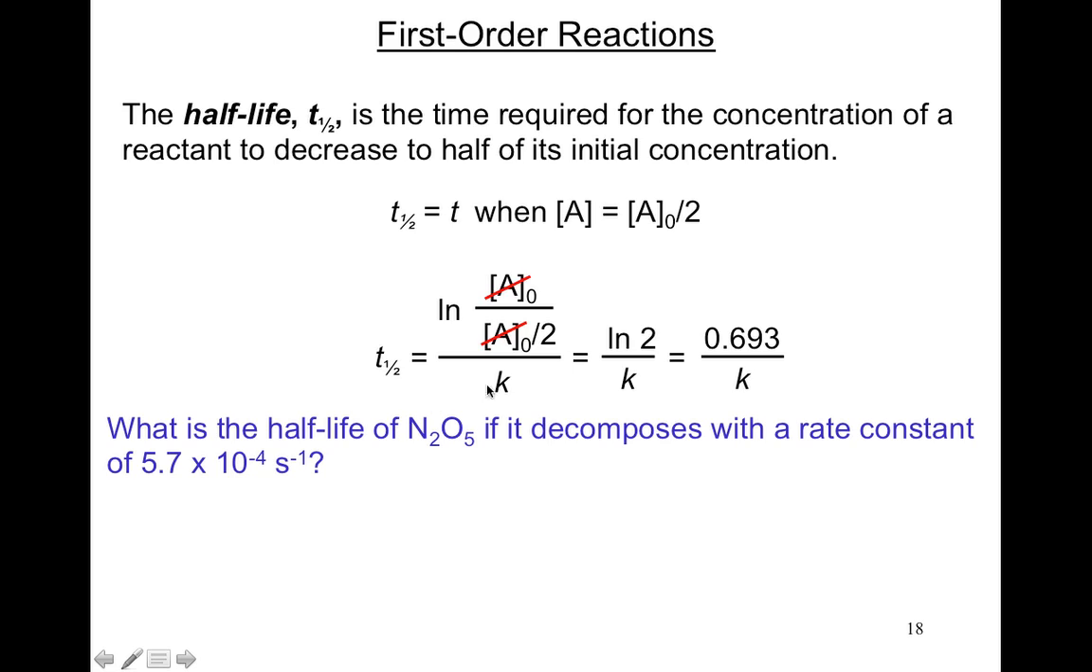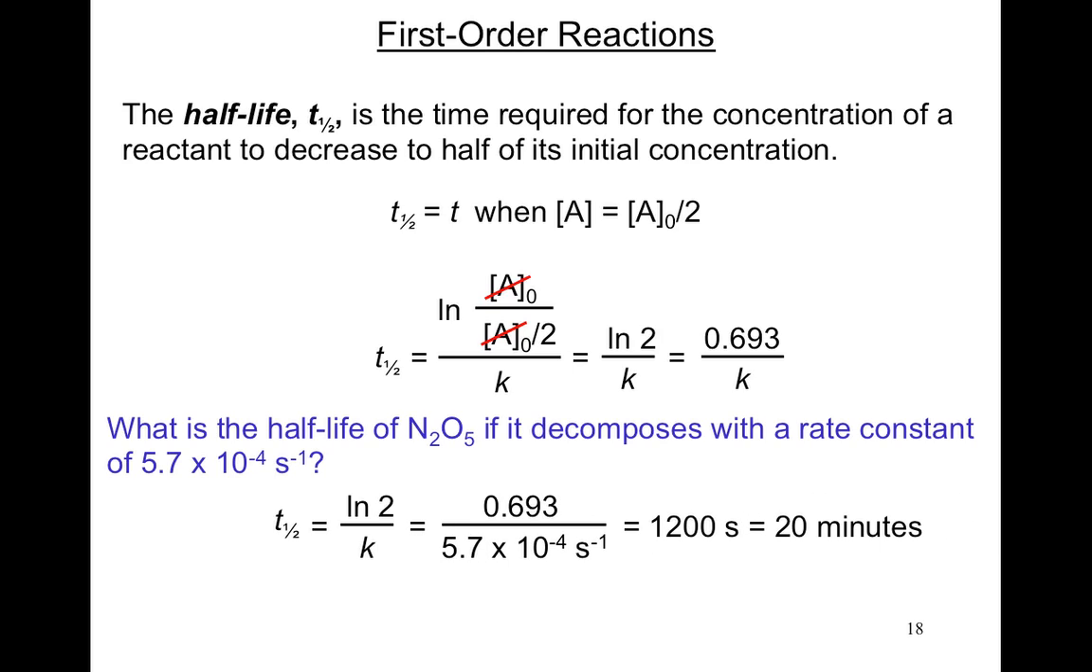So here we're showing that the half-life for a first-order reaction is equal to the natural log of 2, which is 0.693, over k. So what's the half-life of N2O5 if it decomposes with a rate constant of 5.7 times 10 to the negative fourth? That would be your k. So it would just be 0.69 divided by that value. That'd give you a half-life in seconds. And so it'd look something like this, and it'd be about 1200 seconds. So there's how you could do a problem like that.